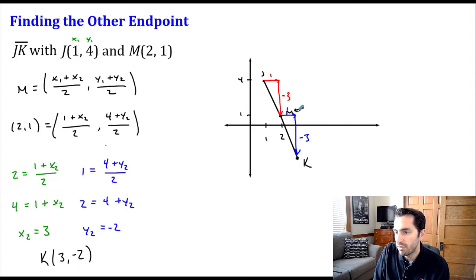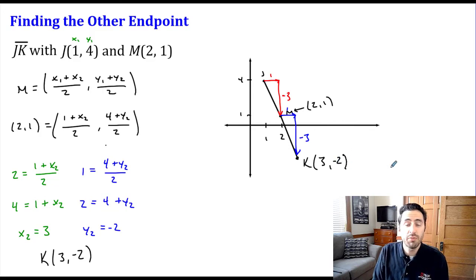So our midpoint was (2, 1). From this x value of 2, if I go over 1 more, that takes me to 3. And then from this y value of 1, going down 3 units, 1 minus 3 is going to take me to -2. So two different methods, both very valid ways that we can find our other endpoint. Just be careful when you're looking at problems like this that you are aware that you are given a midpoint and only one endpoint.